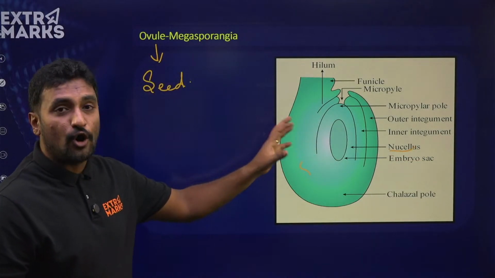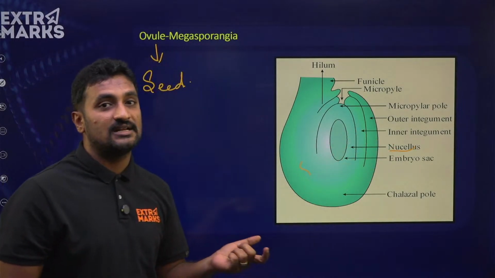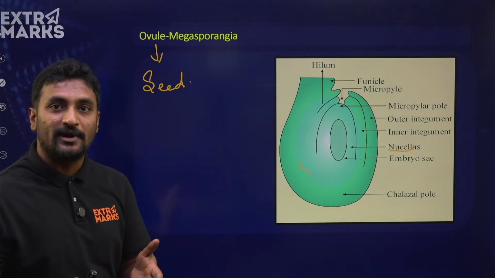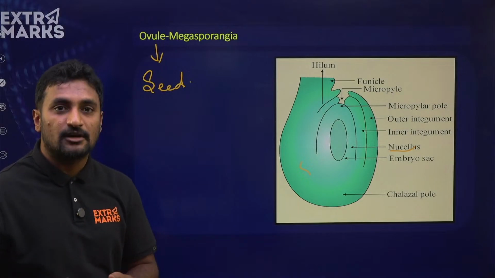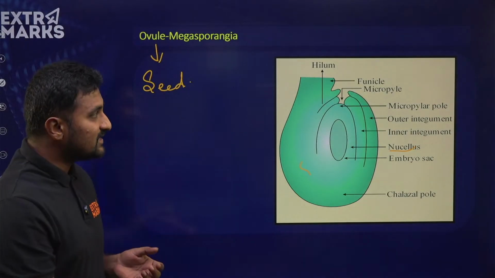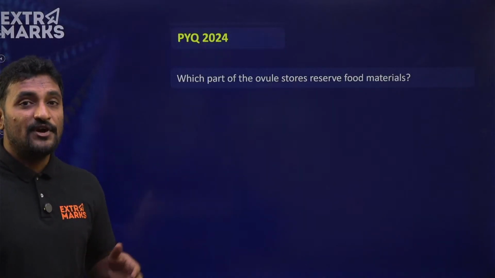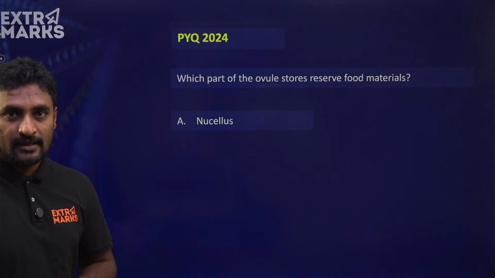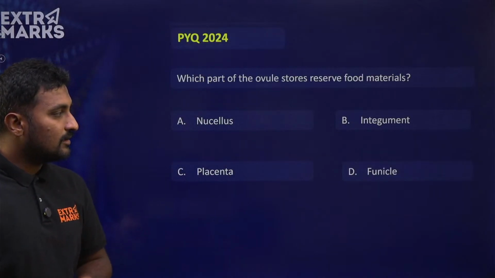And in the majority of the plants, it is bitegmic, with an outer integument as well as an inner integument. There are some plants where the ovule is made up of a single integument. There are some plants where integuments are absent. We call it ategmic also. Now let us take a question from this, which was asked in 2024 NEET. Which part of the ovule stores reserve food material? Nucellus, integument, placenta, or funicle?